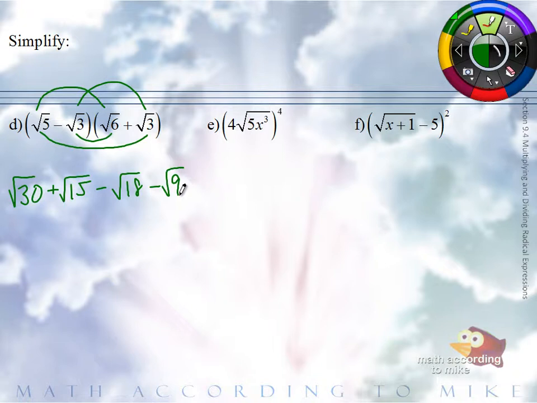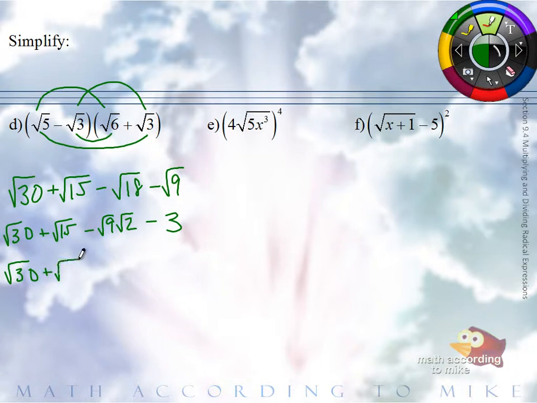Does 30 contain any perfect squares? No. 15? No. 18? Yes. What does 18 contain? 9 and 2. Square root of 9? Great. So cleaning this up, we have square root of 30 plus square root of 15 minus 3 square roots of 2 minus 3.